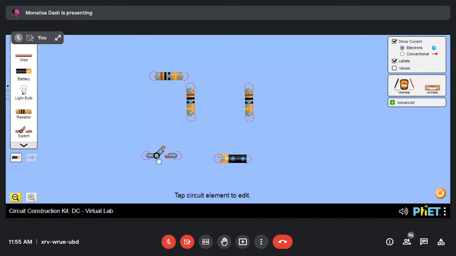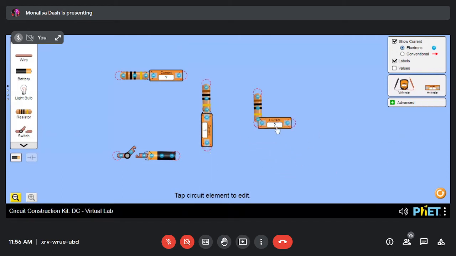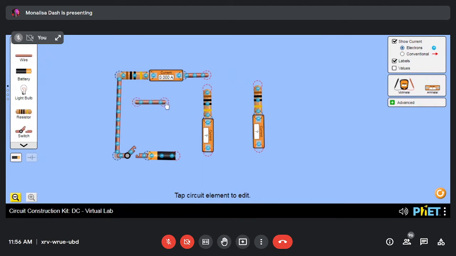So resistor, then ammeter. Three ammeters we need. Then just connect it like this so that the circuit is also good looking.